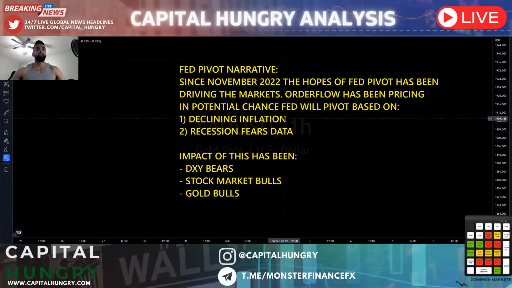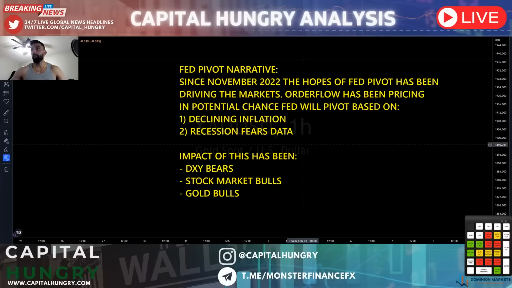Either one, continuing declining inflation data showing that the Fed's job is starting to actually take place and the front loading of rate hikes is doing what it's meant to do. Or two, recession fears data showing that the US economy is being deeply impacted by the front loading of rate hikes, or overall digging deeper into a recession where it cannot handle any more rate hikes or keeping rates hiked for an extended period of time.